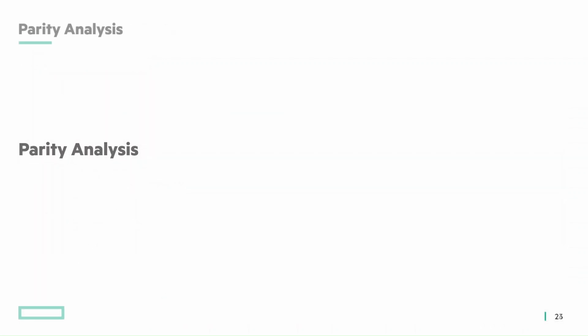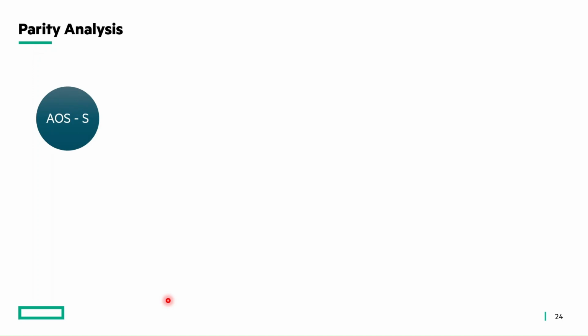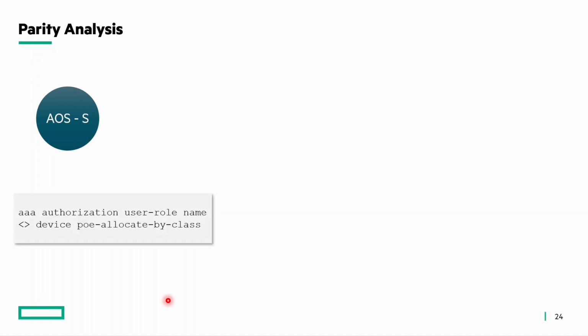Let's see whether this feature is supported in our own products as well as in our competitors' environment. First is our AOS-S switches. This feature is supported in our AOS-S switches, and here is the CLI for it. AAA authorization user-role, and if you go to the user-role context, there is a device-specific PoE allocate-by class available. By default it is usage, so they have given only PoE allocate-by class as an option.